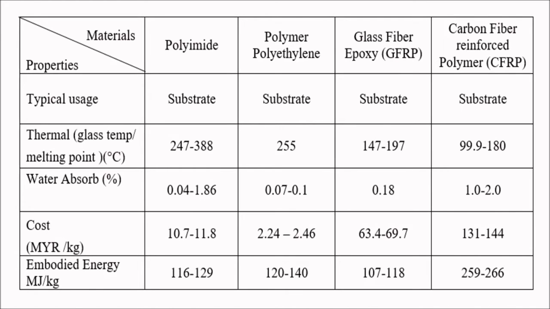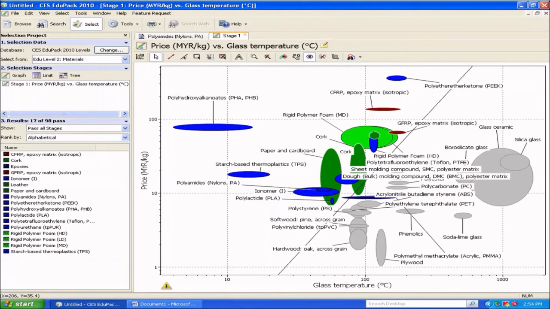And this is the next table of our design requirement. We choose 4 materials, which are polyimide, polyethylene, glass fiber epoxy, and also carbon fiber reinforced polymer. And then this is the bubble chart of the 4 materials, and we use CES EduPack to determine the bubble chart. For the x-axis we use glass temperature, and for the y-axis we use price, because our objective is to reduce the cost.